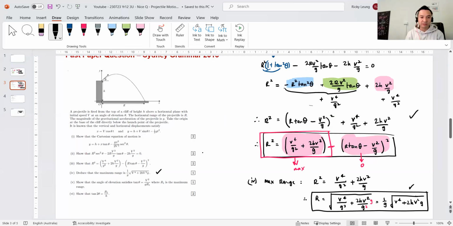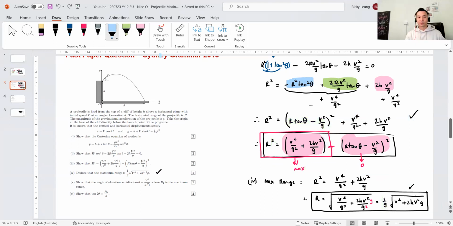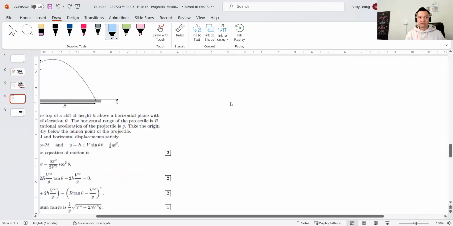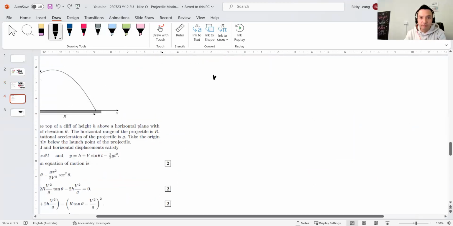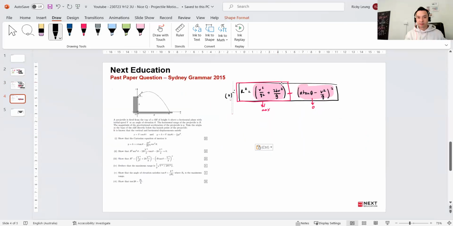Show that the angle of elevation satisfies that, where R1 is the maximum. So when is the maximum range? Show that tan theta is that. So we've used this part to do part 4, and we're now going to use this part to do part 5. That's what it's asking for, right? So let me borrow this statement and park it up here as part 5.